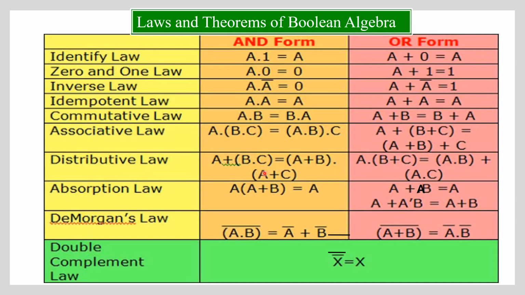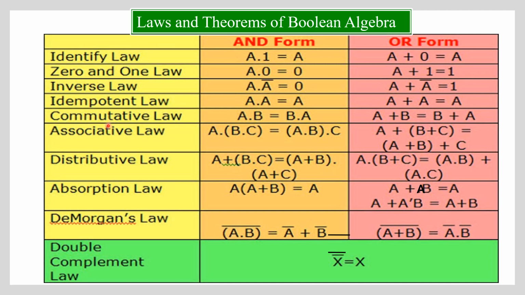So now let us see the laws and theorem of Boolean algebra. With the help of these laws, we will be able to simplify the given Boolean equation. So first law is identity law. So for AND form, and here you are given OR form. So A into 1 is A. So whenever you multiply by 1, you get A. A plus 0 is A. So it depends on the value of A. 0 and 1's law, that is A into 0 is 0. A plus 1 is equals to 1. Okay, so whatever may be the value, the result is going to be 1.